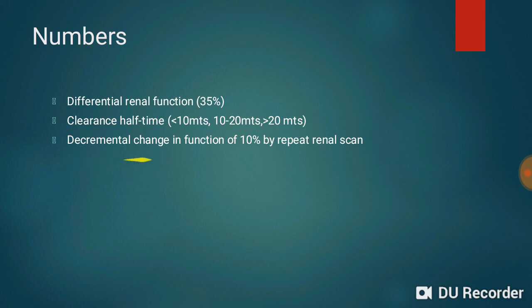Or if there is a decremental change in function by 10% in a repeat renal scan. Suppose now we take a renal scan and it says the function is 40% and 60%, and after 6 months when we take a renal scan, it says it is 30% and 70%. So if there is a decremental change in function by 10% in the repeat renal scan, there is a significant obstruction.